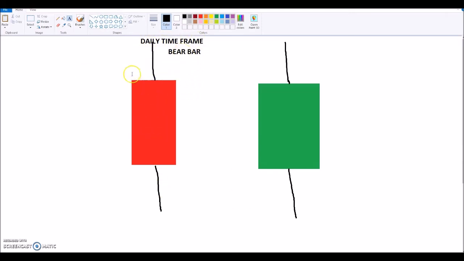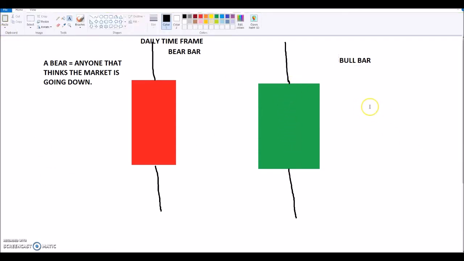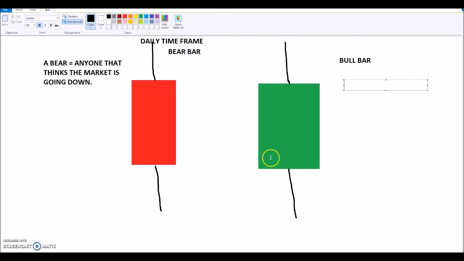A bear is anyone that thinks the market is going down. And then a bull, this green one, is called a bull bar. This is also a single, full day. What this means is that the bulls won this day. A bull is anyone that thinks the market is going up.